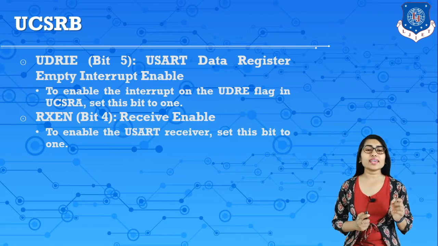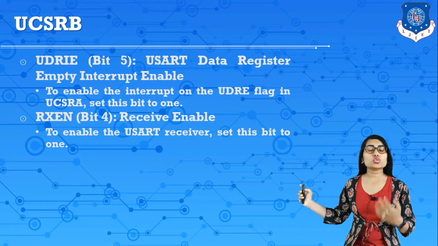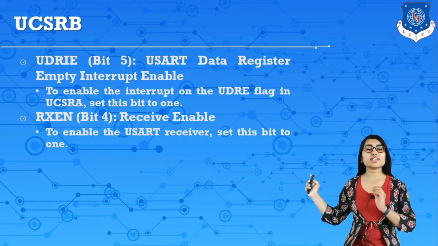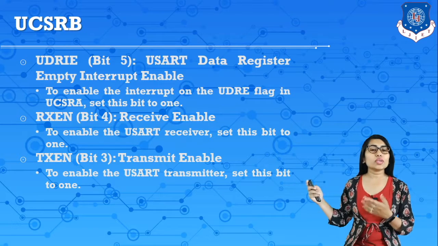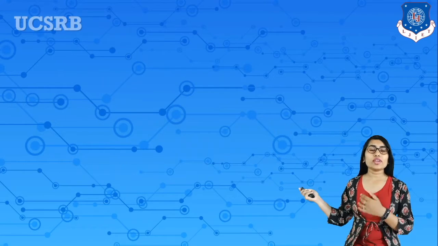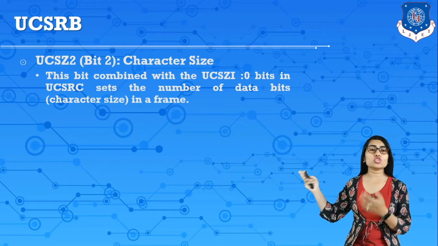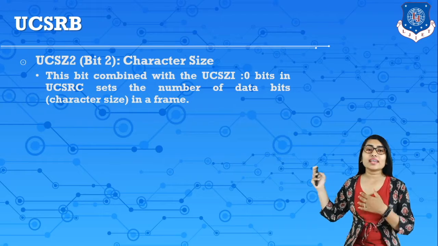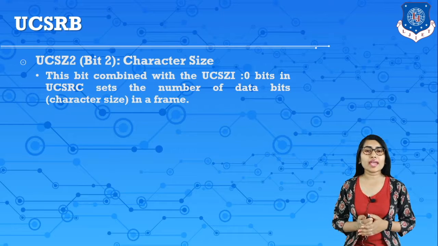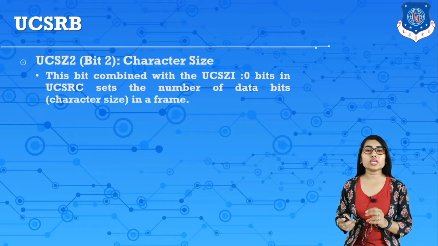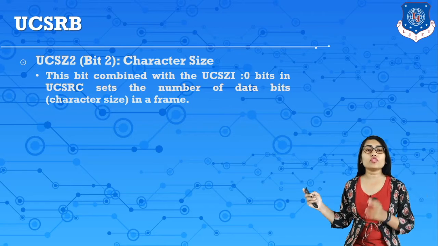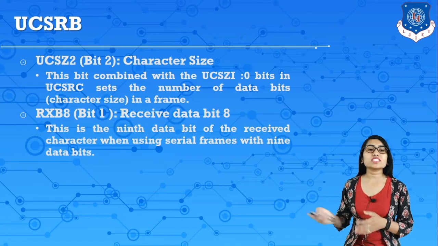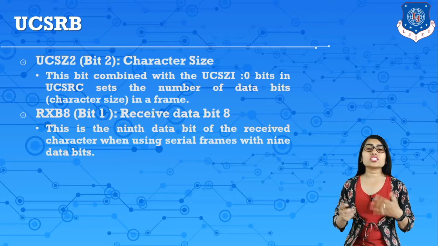Then RXEN, receive enable. To enable the USART receiver, set this bit to 1. TXEN, transmit enable. To enable the USART transmitter, set this bit to 1. Now next here we have a bit, that is UCSZ2, character size. This bit is combined with the UCSZ1 and UCSZ0 bits, so it is used to set the number of data bits in a frame.